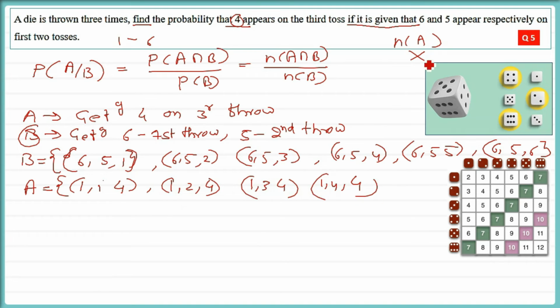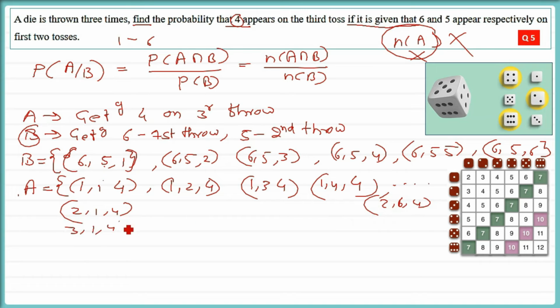Now the idea is, why write all these? Because NA is not to be known. We don't have to write all the members because we don't need to calculate the number of elements in this set. But we know that there will be an intersection because there has to be something common between A and B. But the intersection will be only from where this set will start with 6. So 1, 1, 4, 1, 2, 4, 1, 3, 4, 1, 4, 4 can never give you any intersection. Only the last, that is 2, 1, 4, 2, 2, 4, 2, 3, 4, 2, 4, 4, 2, 5, 4, 2, 6, 4, all this will come.